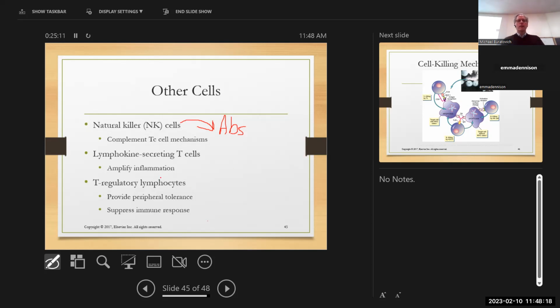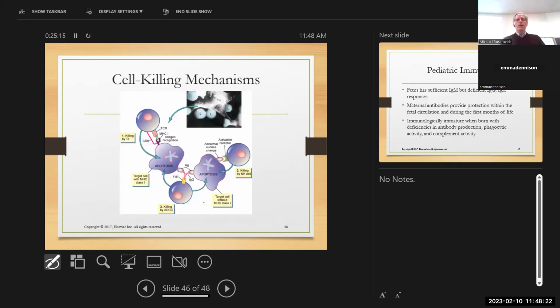And we talked about these cells already, so I'm not going to talk more about those. This just shows you the killing mechanism. It's a really nice picture showing a tumor cell right here with the T cells attached to it.